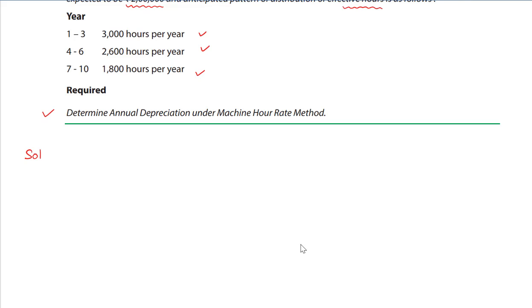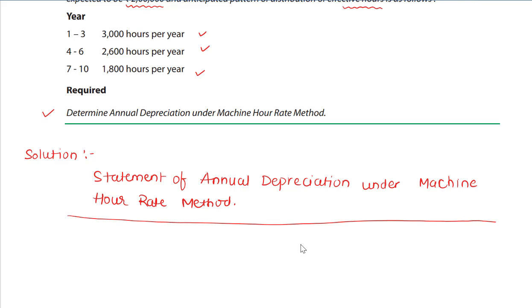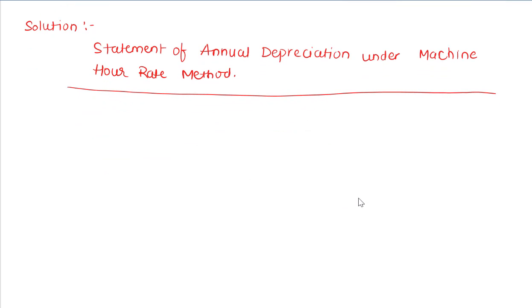Solution. Statement of annual depreciation under machine hour rate method. Quickly do it. Make this statement.